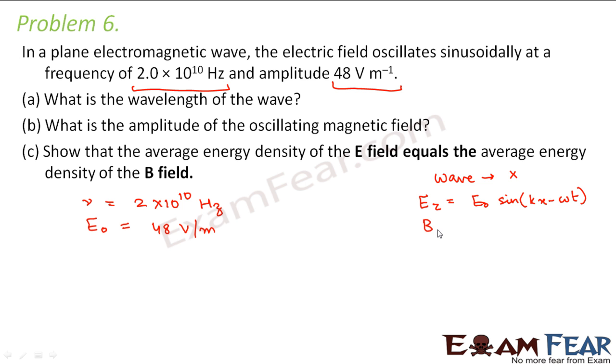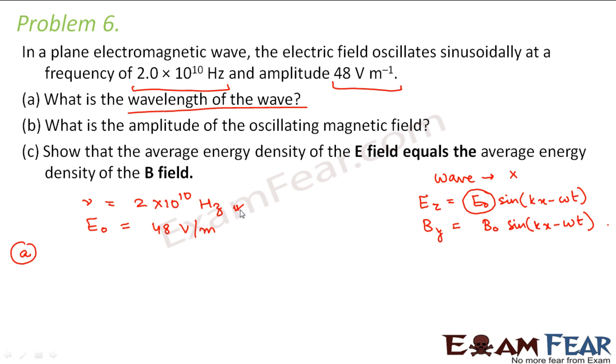So the magnetic field will be along the y direction, which is given as B naught sin(kx minus omega t). Here it says the amplitude of the electric field, that is E naught, is given as 48 volts per meter. In the first part, it asks us to calculate the wavelength of the wave.